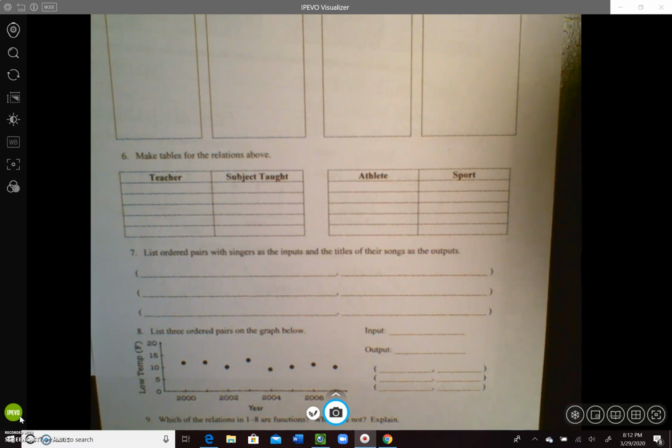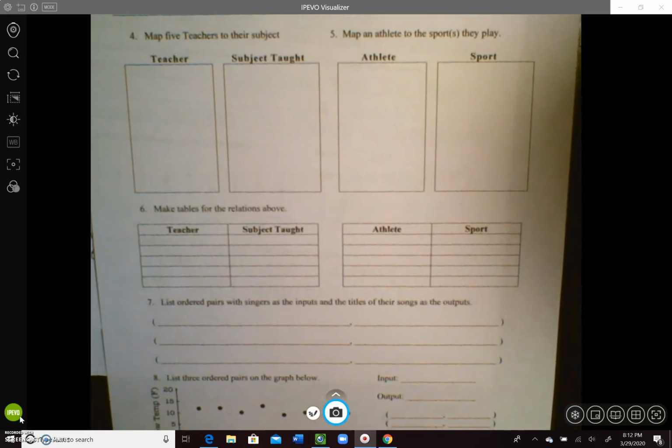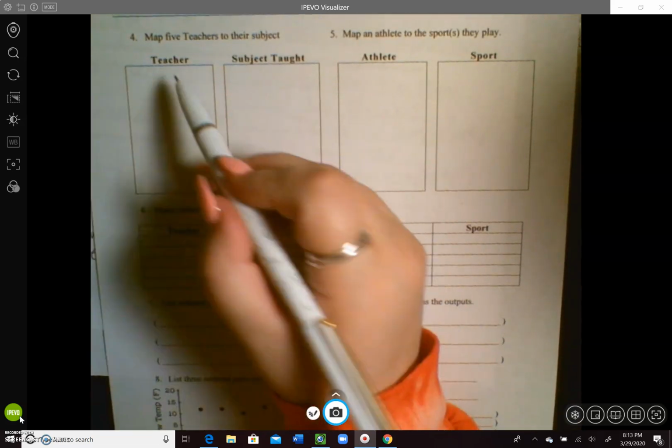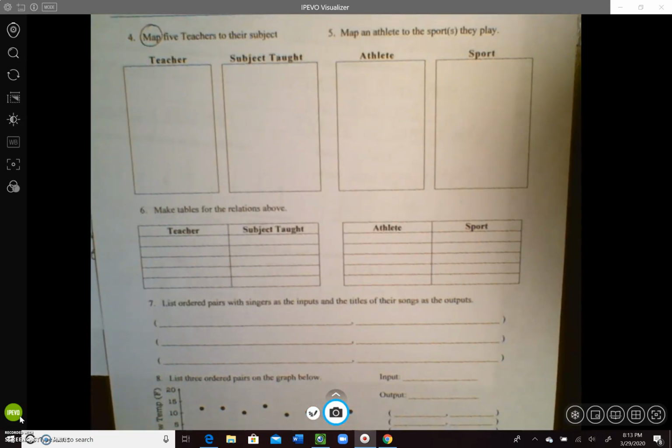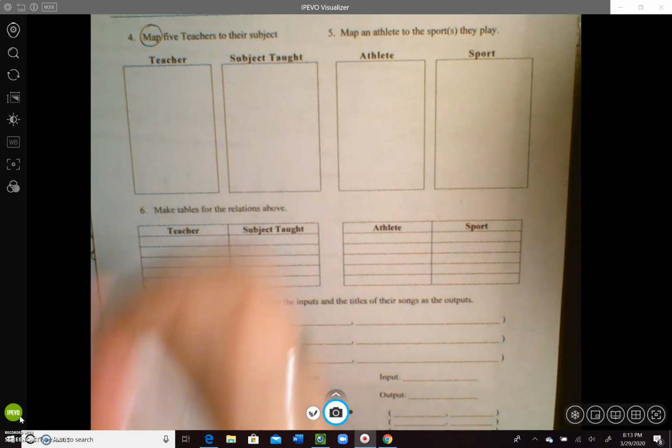We're going to move on to another set of examples. These ones we're going to fill in. So the first one is mapping 5 teachers to their subject. So mapping, right? Our input here is going to be teacher. That's on the left. Output, subject taught. That's on the right. Okay?